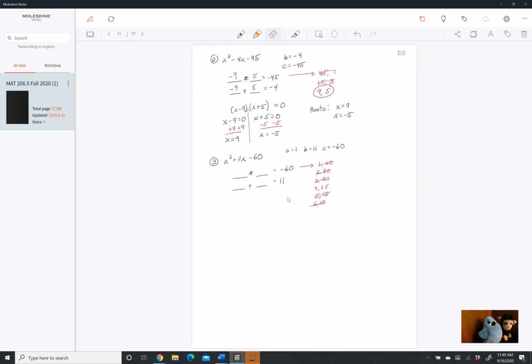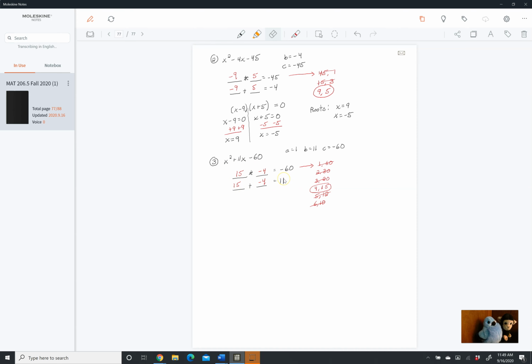Okay, so 15 and 4 is the only one that works. We need positive 11. So the larger factor has to be positive. So this is going to be a 15 and a negative 4. And again, if that type of stuff confuses you, just plug it in and see if it works. Okay? You don't have to worry about knowing this. This can just be helpful. Again, just in terms of number of facts.